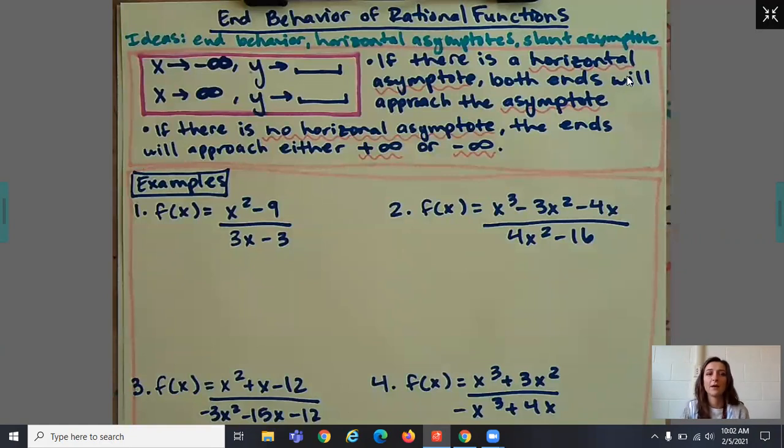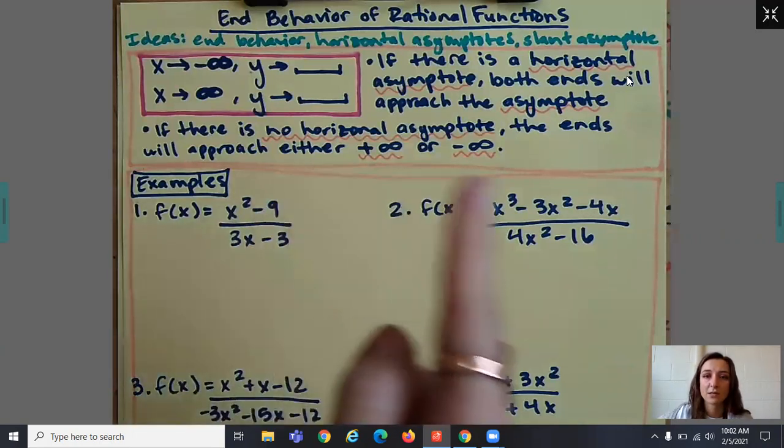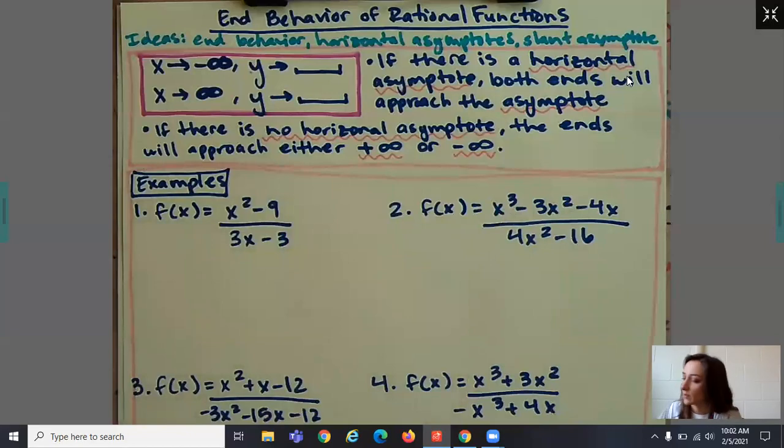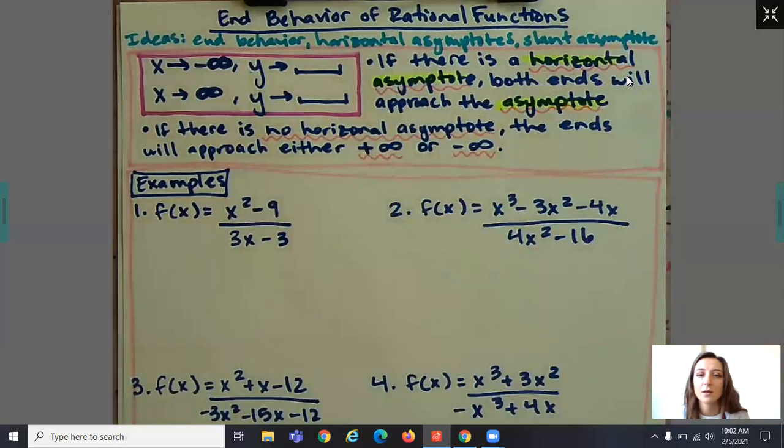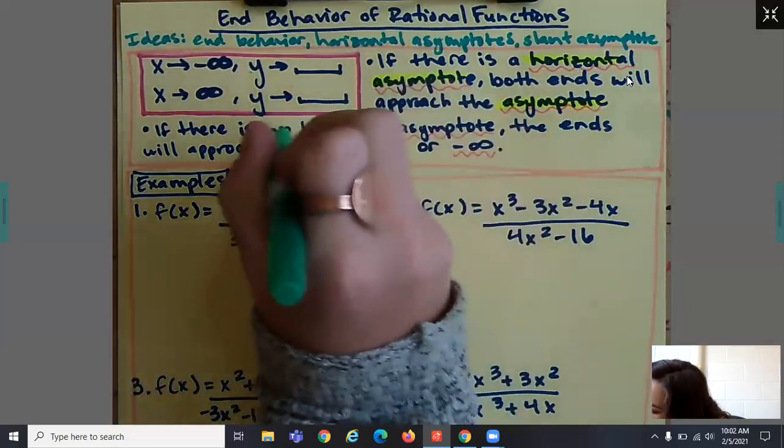You always have this form. As x goes to negative infinity, y goes to something. As x goes to positive infinity, y goes to something. This is not true for exponential functions, but it is true for rational and polynomial functions. So if there is a horizontal asymptote, both ends will approach the asymptote. So that's easy enough. If there is no horizontal asymptote, then the ends will either approach negative infinity or positive infinity.